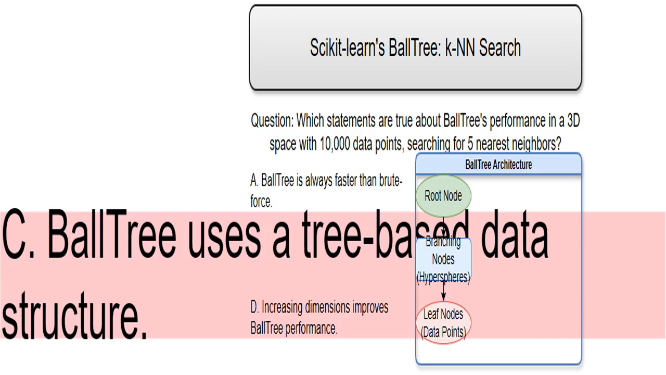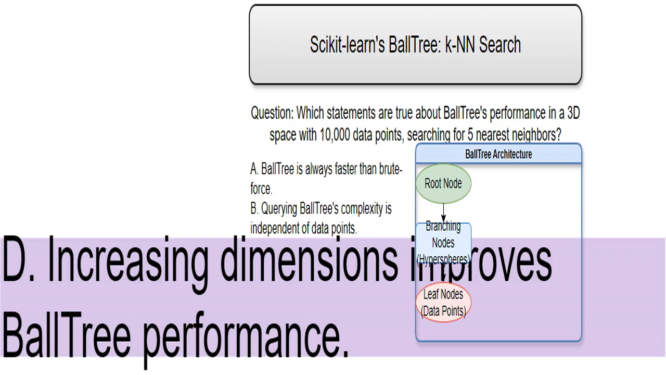Statement C says that BallTree uses a tree-based structure. That's absolutely correct. It's a core part of how it works. BallTree partitions the data space into hyperspheres using a tree to efficiently locate nearby neighbors, making it much faster than comparing every single data point. Statement D says increasing the number of dimensions improves performance. This is incorrect. The opposite is generally true due to the curse of dimensionality. As dimensions increase, the efficiency of tree-based methods like BallTree drops. Therefore, this statement is false.